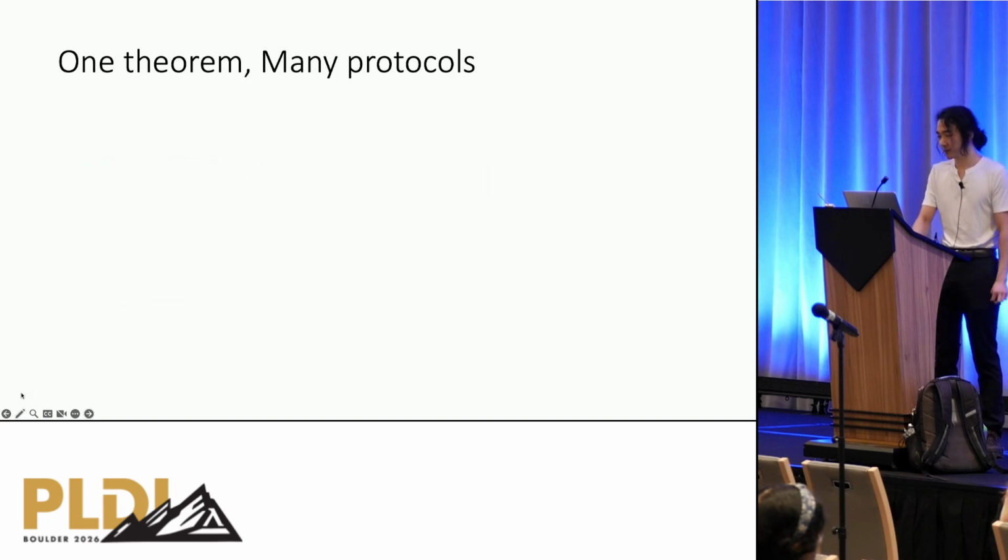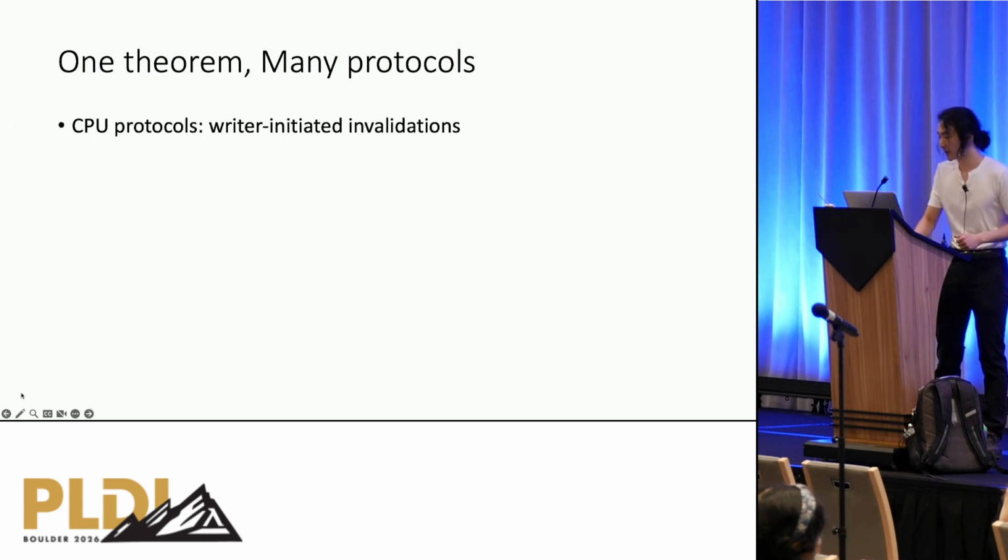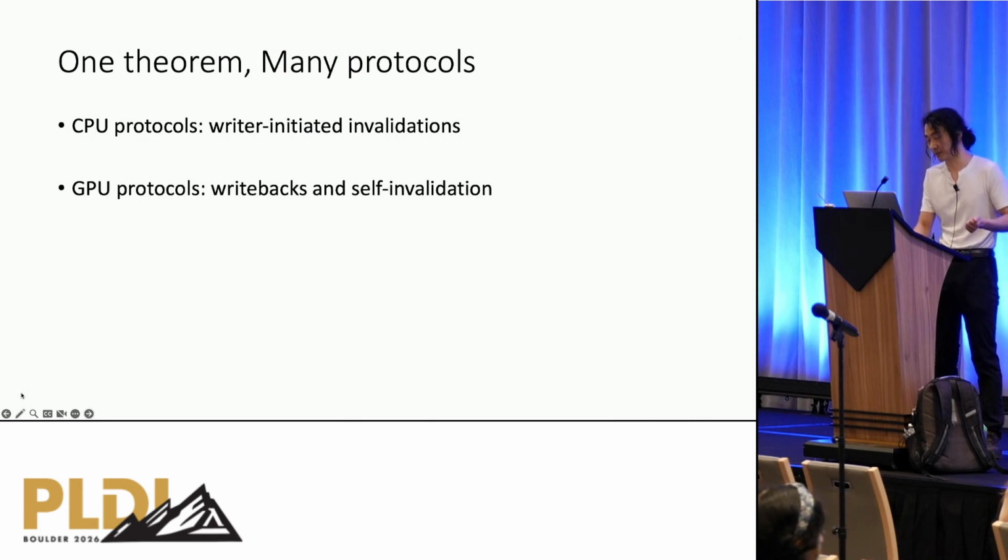So there's a huge variety of coherence protocols across CPUs, GPUs, and other accelerators. And our theorem has to hold for all of them. So the hard part is that CPU and GPU protocols are fundamentally different. In CPU protocols, a writer eagerly invalidates the other sharers' copies. And in GPU protocols, it deliberately avoids this writer-initiated invalidation. Instead, it can cache or write back data, and upon a release, write back, and it will self-invalidate other caches upon an acquire.